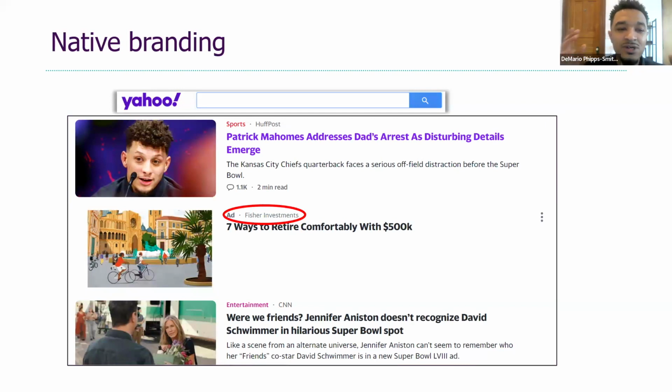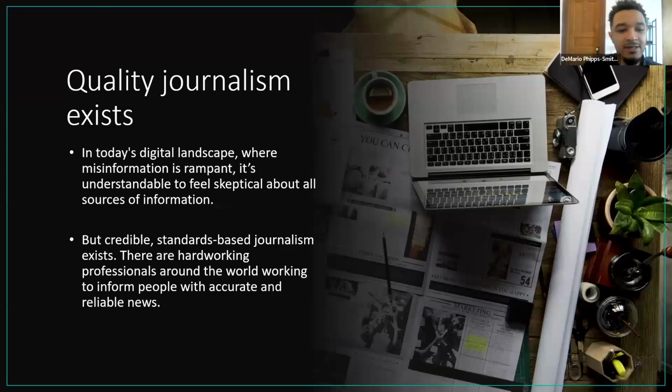If you're careful, you can pay attention that native branding is actually all around you, and it's made to have the look of journalism of a news article, but it's not. It's an ad.